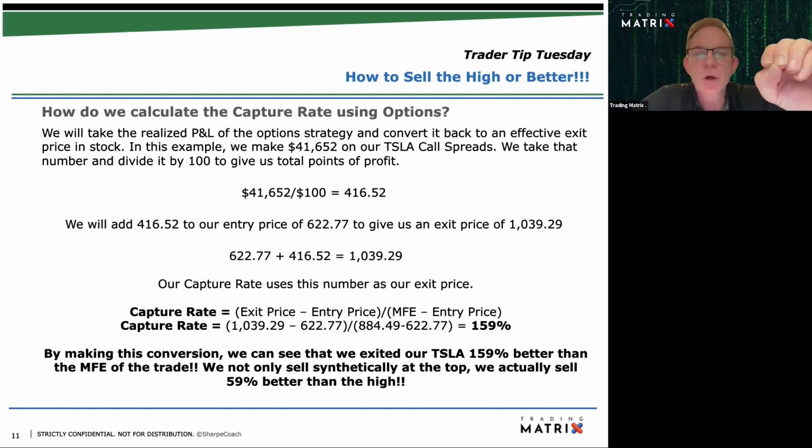So the capture rate is the exit price minus the entry price divided by the MFE minus the entry price. So the exit price is $1,039.29. The entry price is $622.77. Divided by the MFE of 884.49 minus the entry of 622.77. This gives us 159% capture rate. By making this conversion, we can see that we exit our Tesla 159% better than the MFE of the trade. We not only sold synthetically at the top, we actually sold 59% better than the high. This happens all the time.